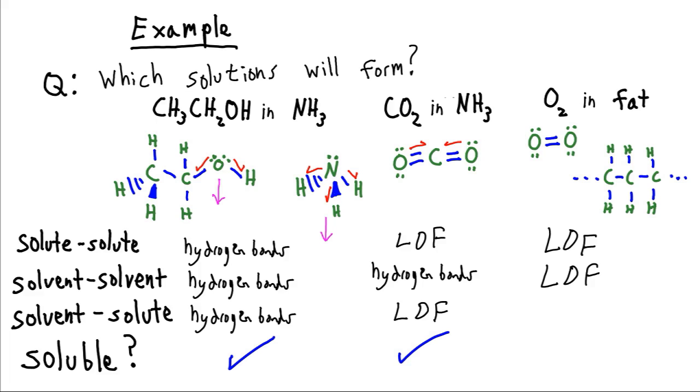And what about when they interact with each other? Well, we're still going to have London dispersion forces. So there's not going to be any major cost associated with having these two mixed together instead of remaining as separate components. That means that we probably will be able to form a solution here.